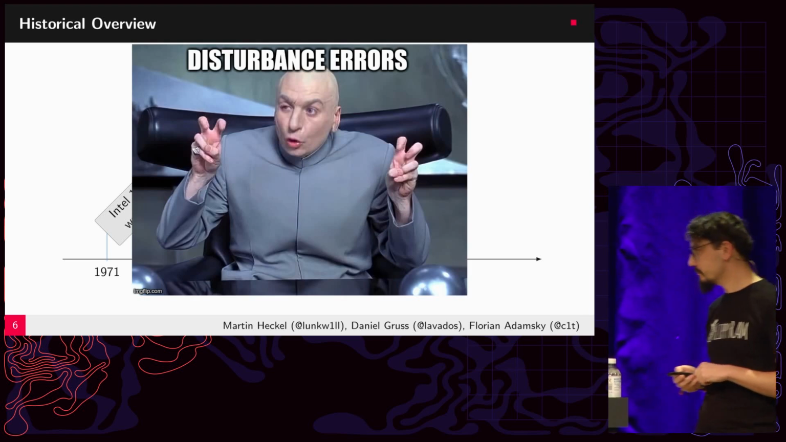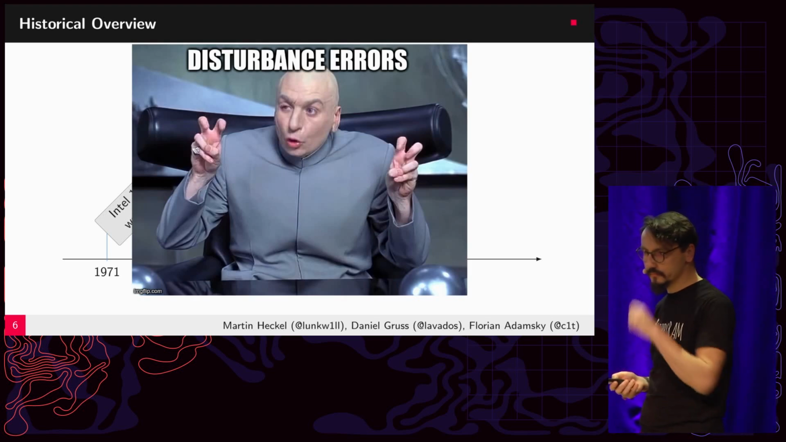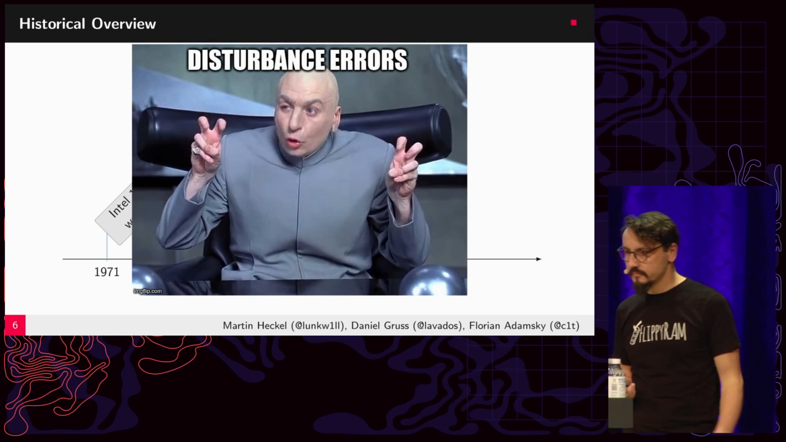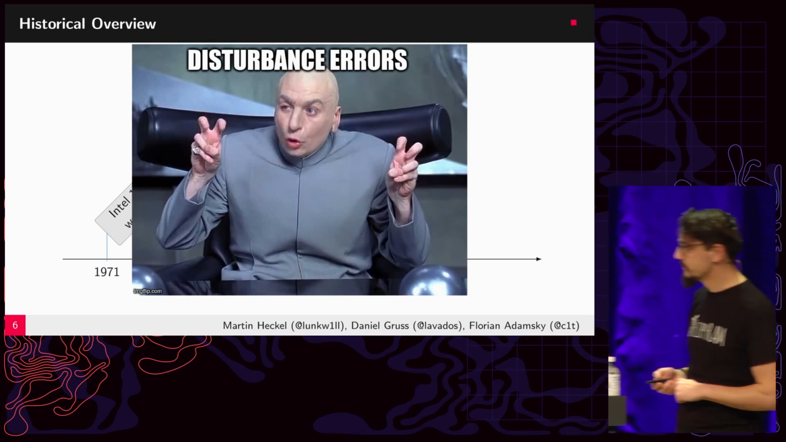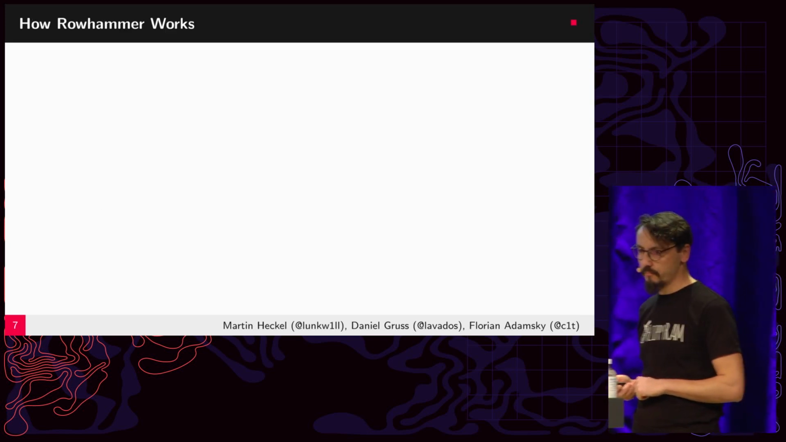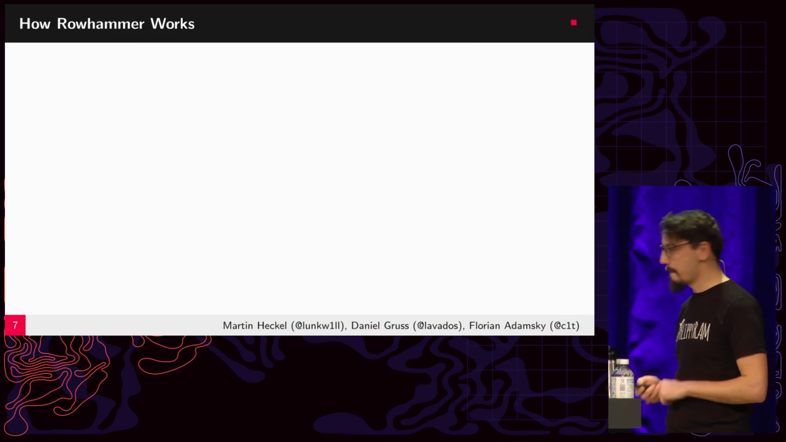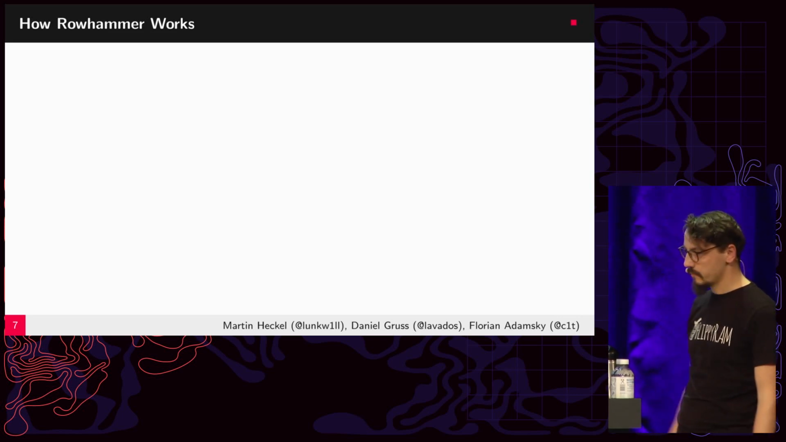But if it's a disturbance error, we all know if there's a reliability problem, then there is also a security problem. And then the question, of course, is how does Rowhammer work, right? That's what you want to know. Yes, please.